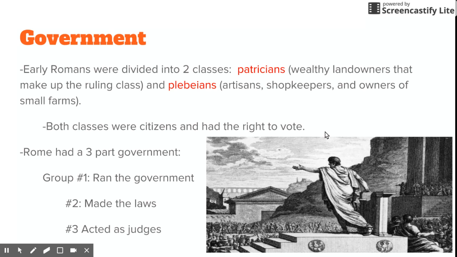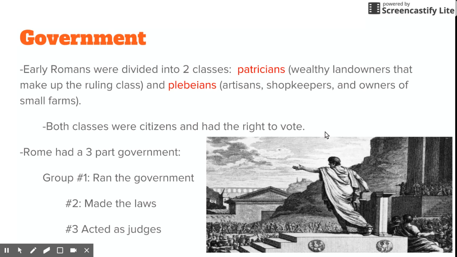Rome had a three-part government. This looks very similar to ours. Group number 1 ran the government. It's like the president of the United States. Okay, that's who runs the government. Number 2 makes the laws. It's like our Congress. We have a whole bunch of people that we elect that go and make the laws. Number 3, they had a group that acted as judges, and we have that. We have our court system with judges all the way up to the Supreme Court.